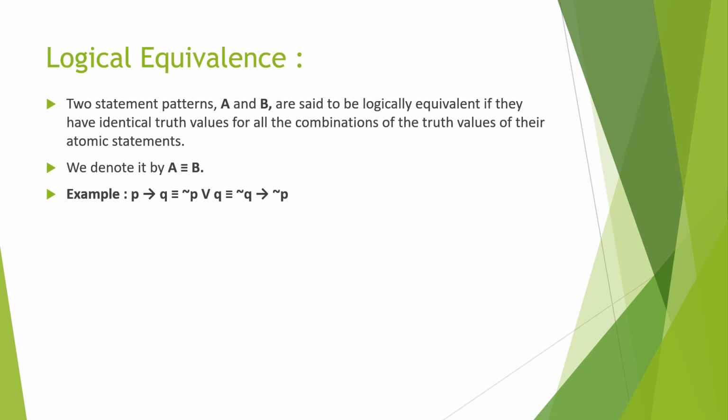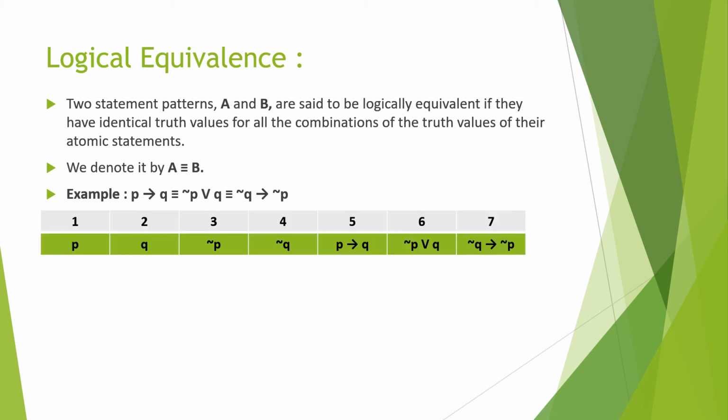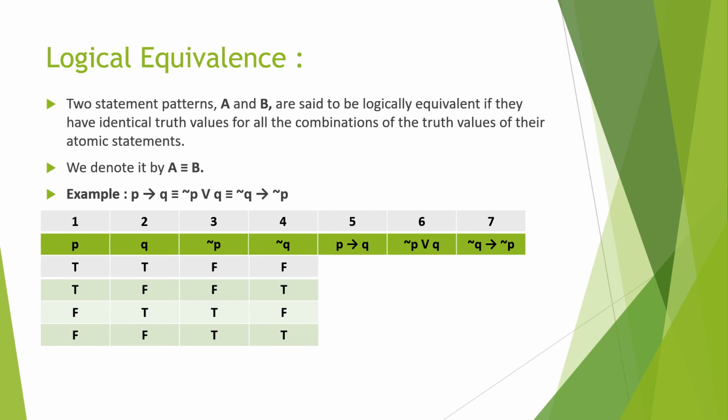Now you know how to construct the truth table. So here the number of atomic statements is 2. So we have P, Q, negation P, negation Q. Then the first statement, that is P implies Q. Then the next statement, negation P or Q. And the last statement, negation Q implies negation P. Now for P we have TTFF. For Q, TFTF. For negation P it is FFTT. Negation Q is FTFT.